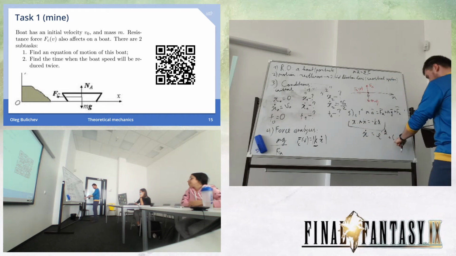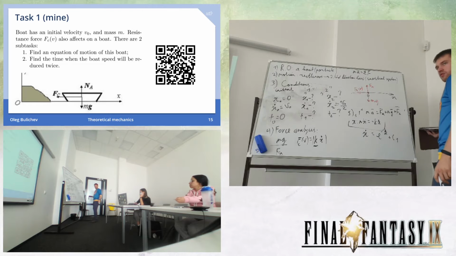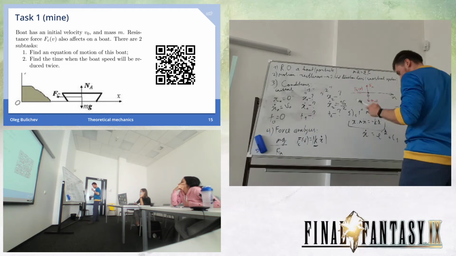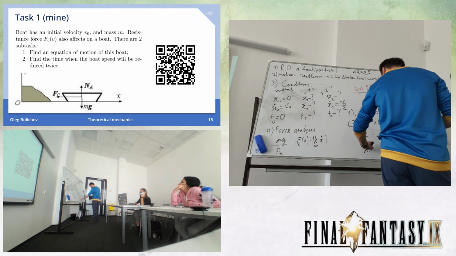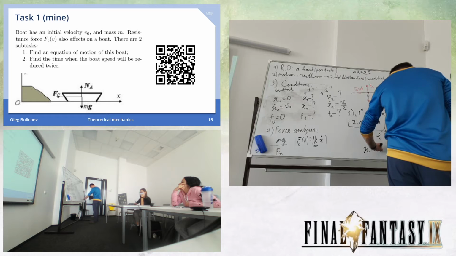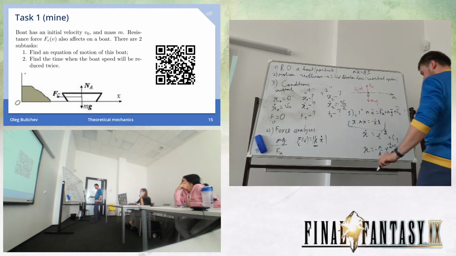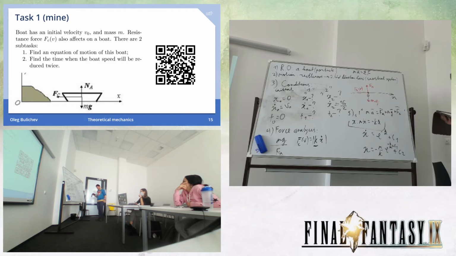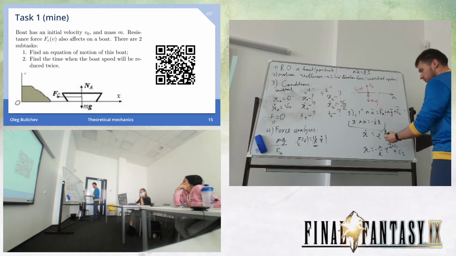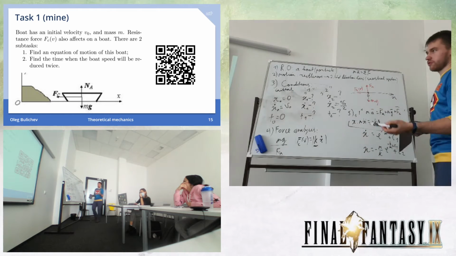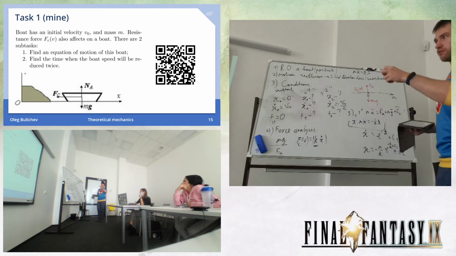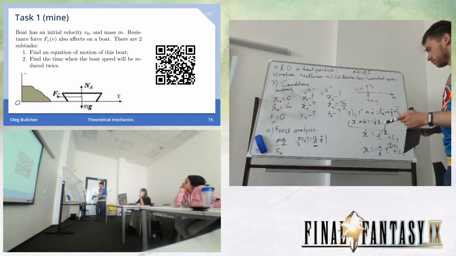What's it? Initial speed. Where will we take it? X0. V0. So we are taking it from this region, if you understand what's going on. Okay, actually, we received all the stuff. We may say that we solved the first task, because according to the first task, we need to find the equation of motion.